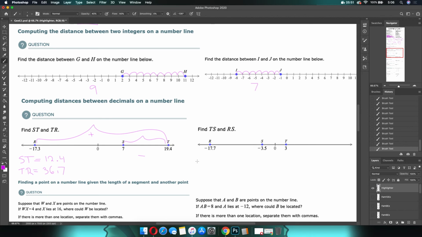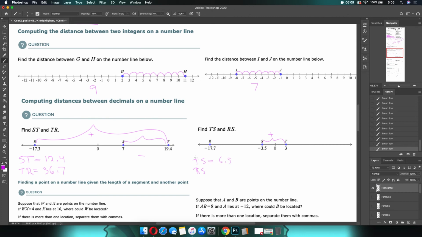Next one over here, let me shimmy to the side a little bit. So we have TS that we're looking for and RS. So TS, that is opposite sides of the zero, so we're going to be adding them. So 3.5 plus 3 is 6.5.